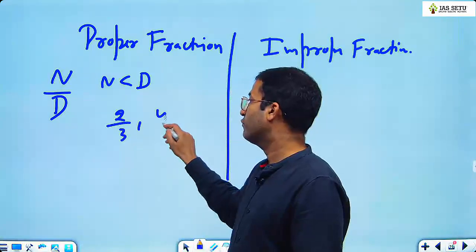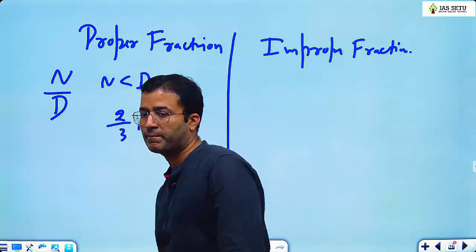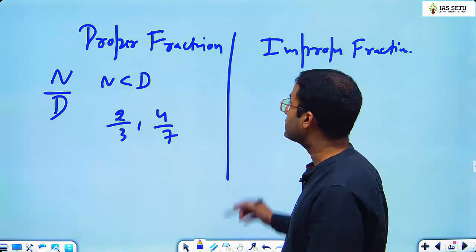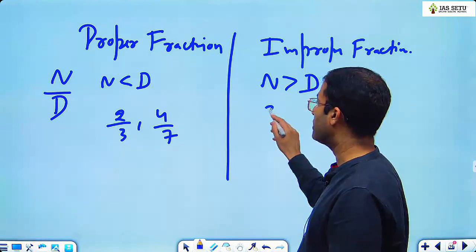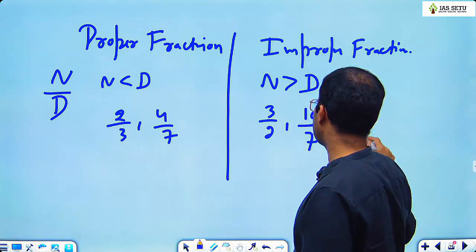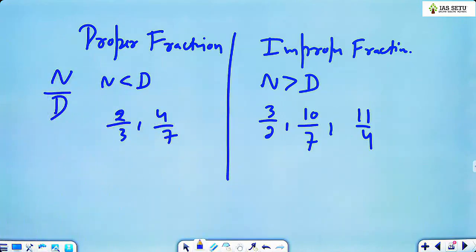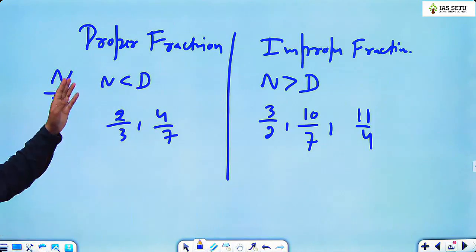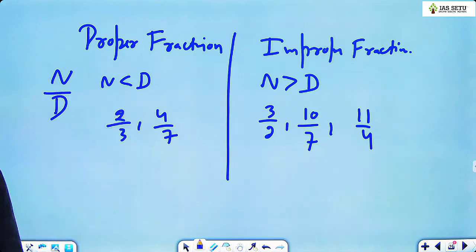2/3, 4/7, all these are proper fractions. Whereas if numerator is bigger than denominator, 3/2, 10/7, 11/4, all these are improper fractions. Proper fractions where numerator is lesser than denominator, improper fractions where numerator is greater than denominator.